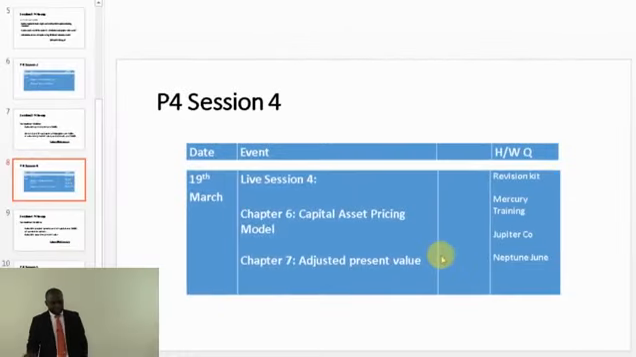In live session 4, we're supposed to be learning chapter 6, which is the capital asset pricing model and the adjusted present value. But as we all know, we left chapter 5, theories of gearing, last week. So I'm going to quickly pick it up from theories of gearing, and then we come back to the objective for the day. So let's go to chapter 5, which you can pick from your lecture note from page 91. So let's go straight to chapter 5.